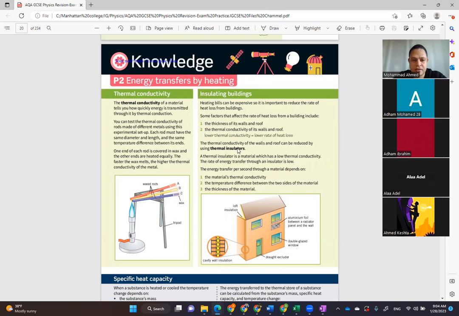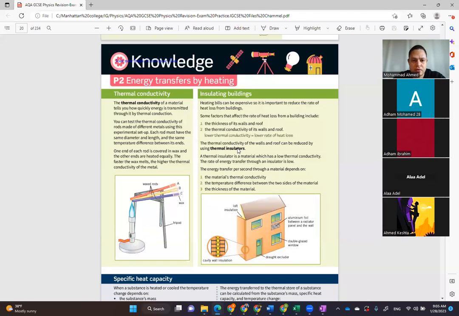So first, we're going to define thermal conductivity. We have many types of material. We have conductor, semiconductor, and insulator. Conductor is the material that conducts the heat or electricity. Semiconductor is in between. Insulator is the material that cannot conduct electricity or has a very low thermal conductivity.